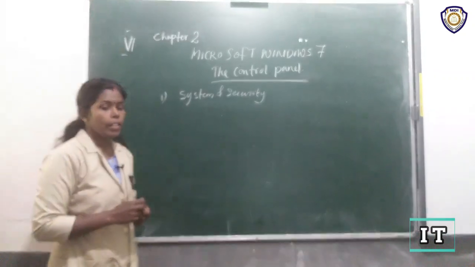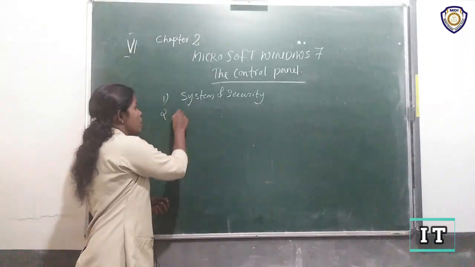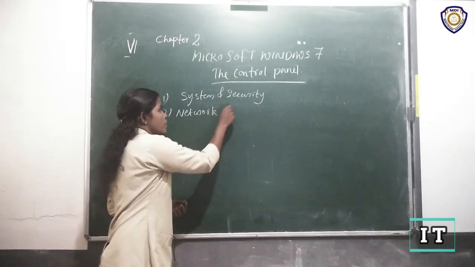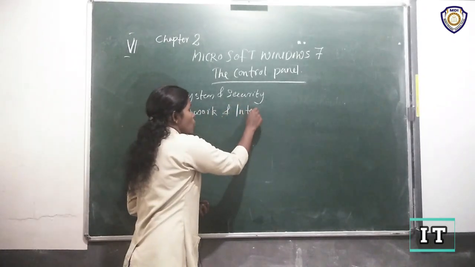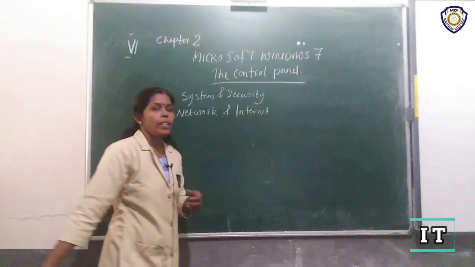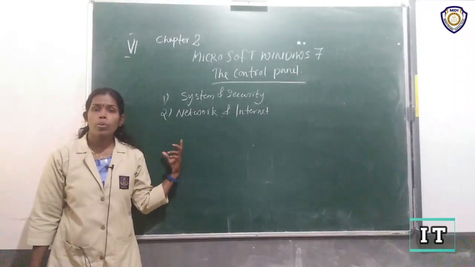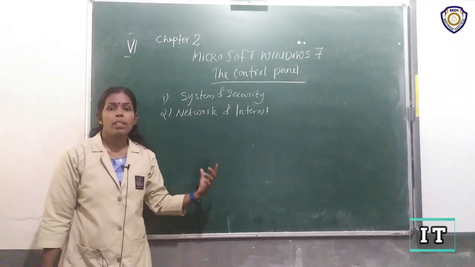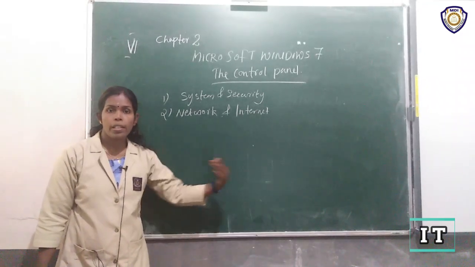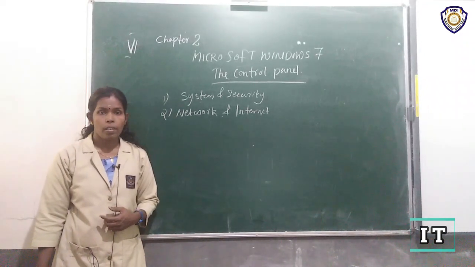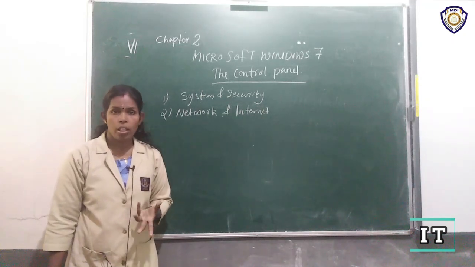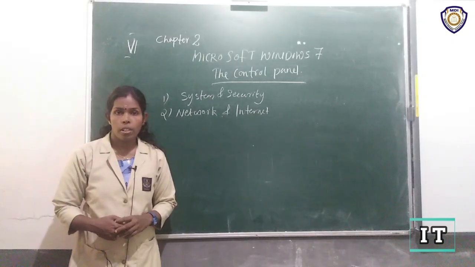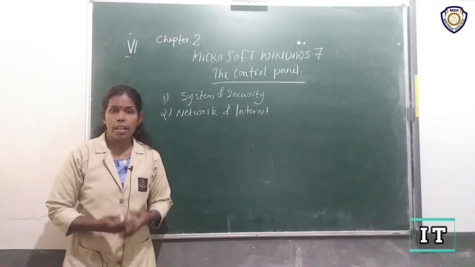The second option is network and internet. For what purpose? Network and internet is used for setting the connection between our computer and other computers. There may be connections with other computers, and also internet connection. It is used to set these connections.